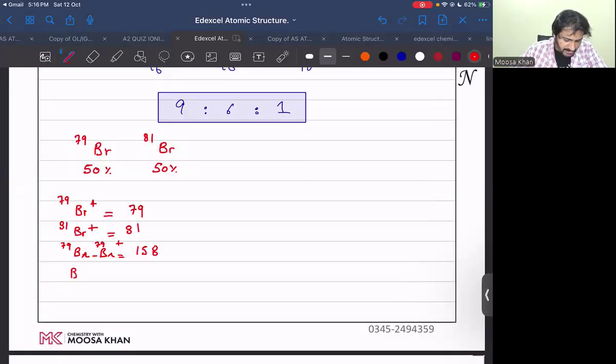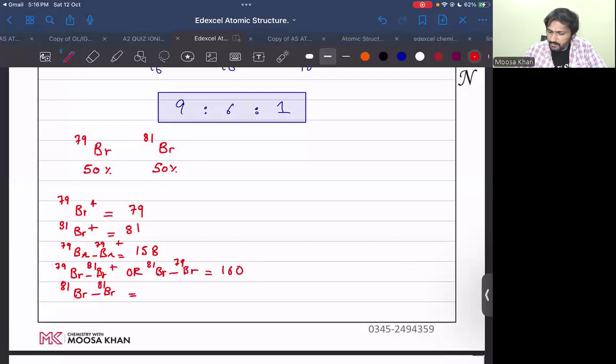There is also a possibility that in this molecular ion peak, one isotope has the mass number 79 and the other has the mass number 81. Or we can say the first isotope has the mass number 81 and the other has 79. In both cases, the mass of the peak would be the same, equal to 160. And if you consider the third peak, with both isotopes having the mass number 81, it would be 162.